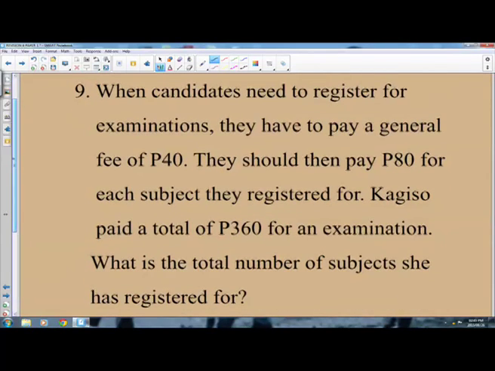It says, when candidates need to register for examinations, they have to pay a general fee of 40 pula. They should then pay 80 pula for each subject they register for. Kagiso paid a total of 360 pula for an examination. What is the total number of subjects she has registered for? So first, we need to understand that they have to pay a general fee of 40 pula. So before you start paying for a subject, you pay 40 pula. They should then pay 80 pula for each subject. So you pay 40 pula plus 80 pula for each subject that you register for.